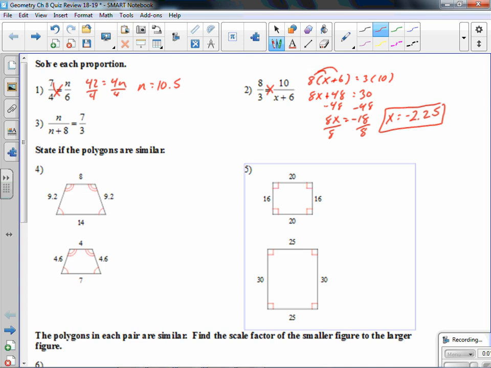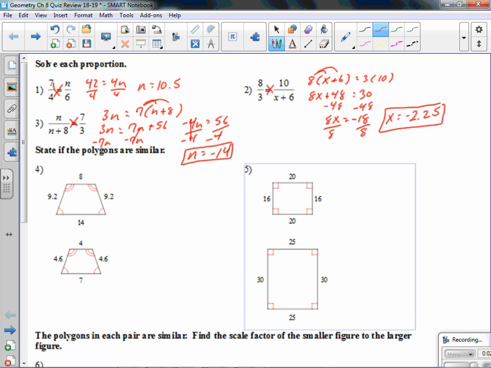And number 3, another proportion. Cross multiply, so we get 3 times n. It's going to equal 7 times n plus 8. Distribute that 7. 3n equals 7n plus 56. Subtract 7n from both sides. That's going to give us negative 4n equals 56. Divide by the negative 4. And our n is going to equal negative 14.